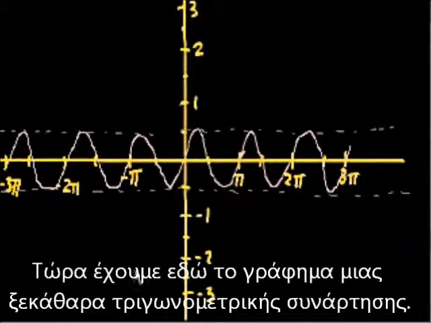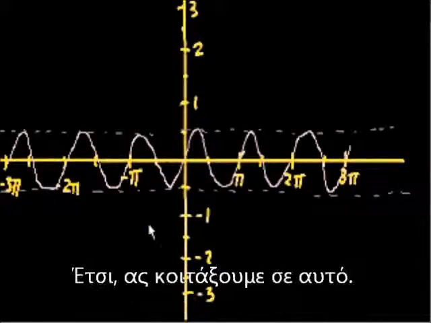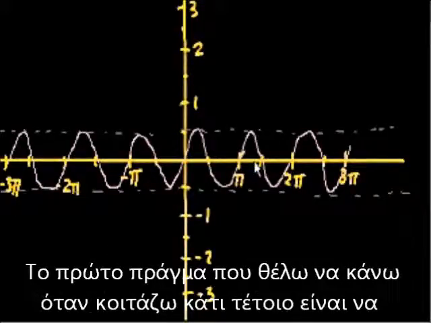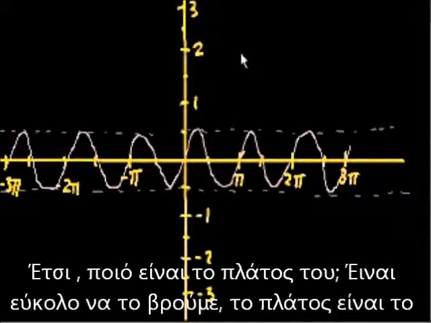So now we have this graph of what's clearly a trig function, and our task is to figure out what the function is. So let's look at this. The first thing I do when I look at something like this is figure out its period and its amplitude. So what's its amplitude? That's always an easy one.